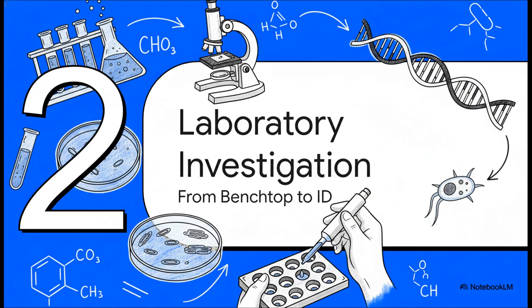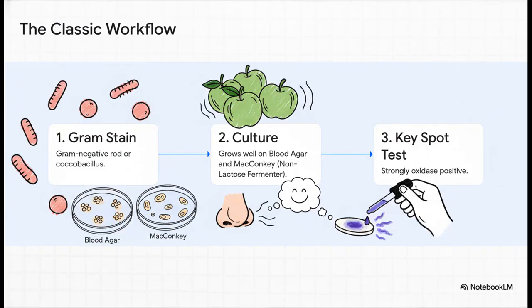All right, let's head over to the lab bench and walk through how this organism gets identified, from the initial workup right through to a definitive confirmation. Your initial workup is going to look pretty familiar. It's a gram-negative rod or coccobacillus, and it grows just fine on your routine media. On MacConkey agar, it shows up as a non-lactose fermenter. The real key spot test here is a strong positive oxidase reaction.